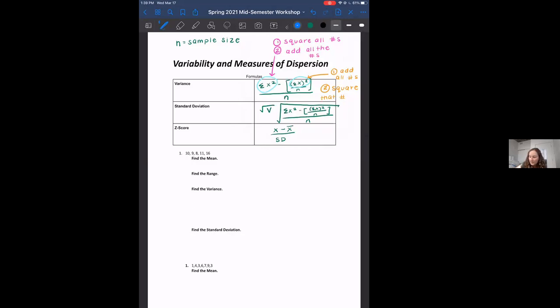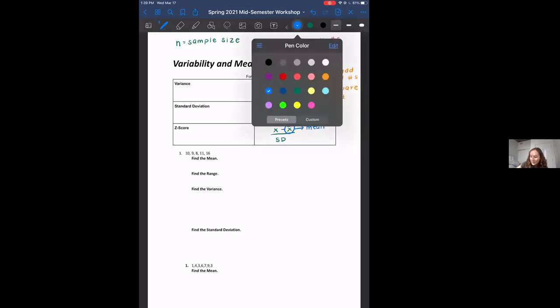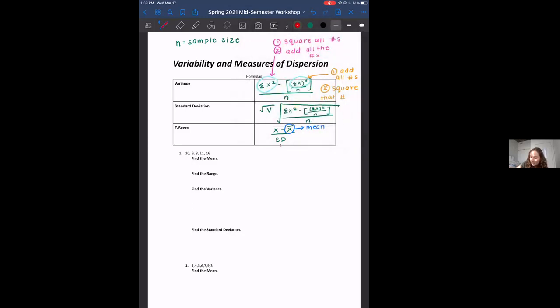So this one right here. Can anyone tell me what that is? The mean, yes. Thank you guys. X bar is the mean. Divided by sigma. So yes, another way of writing standard deviation is sigma. Good, thank you for pointing that out.